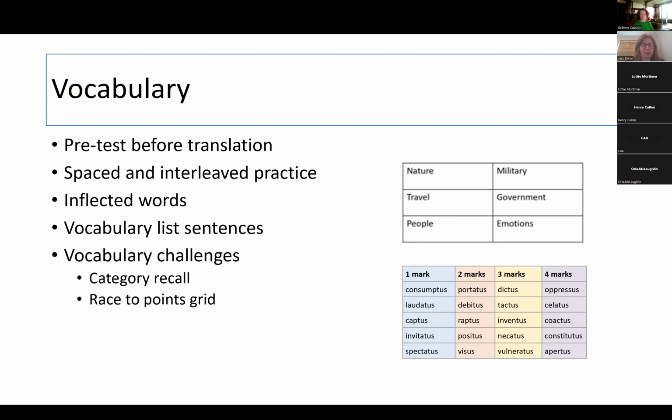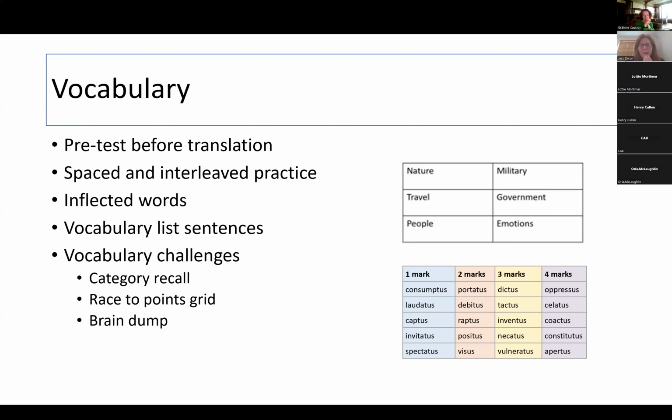My classes really like this race to points grid. So we were practicing PPPs here, starting off with the level of difficulty for the vocabulary, and they've got so many minutes to try and translate as many as they can and get as many marks as they can. And doing other little testers like that.